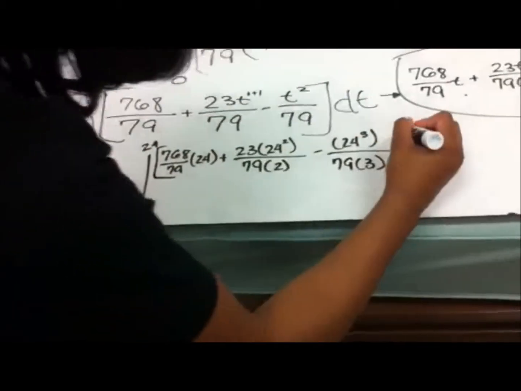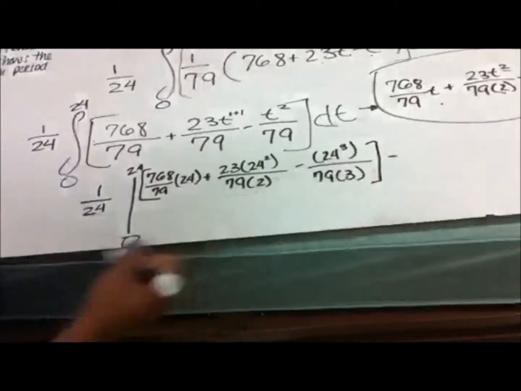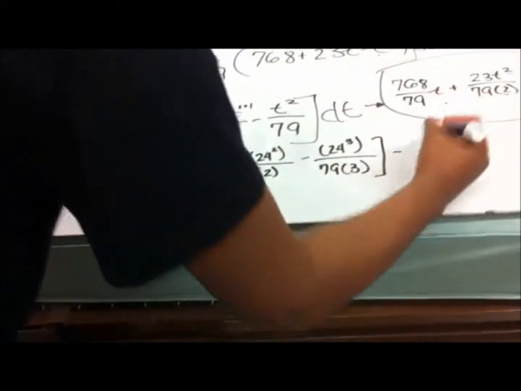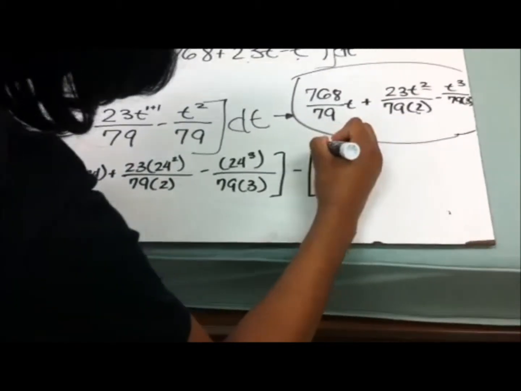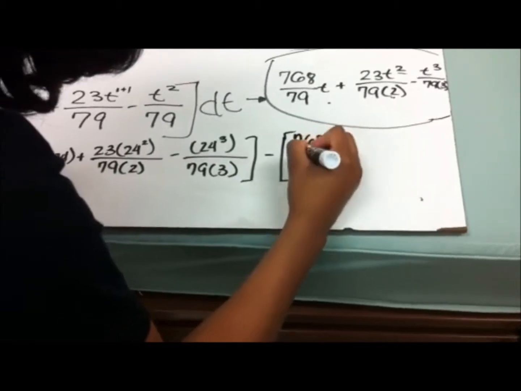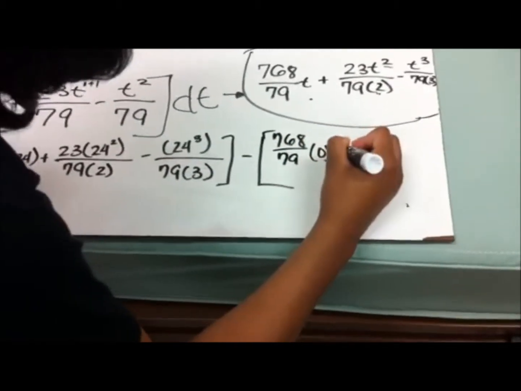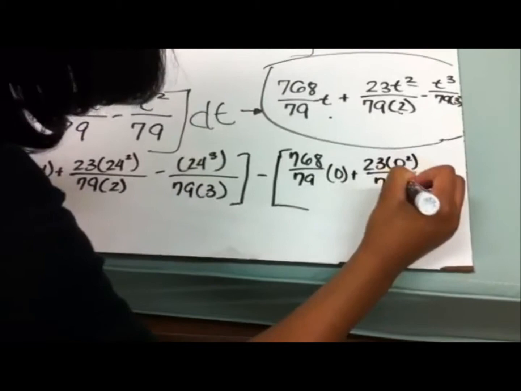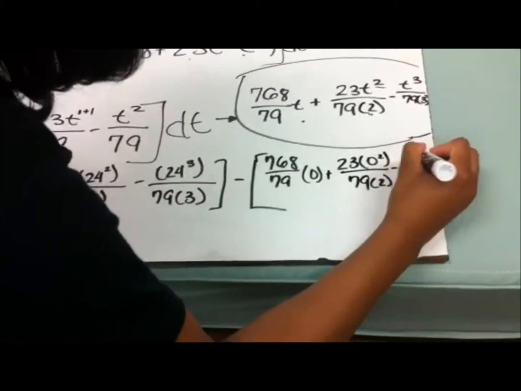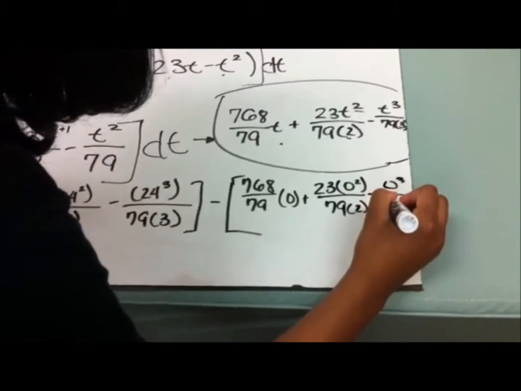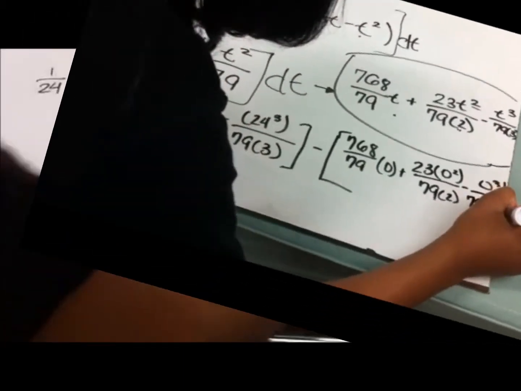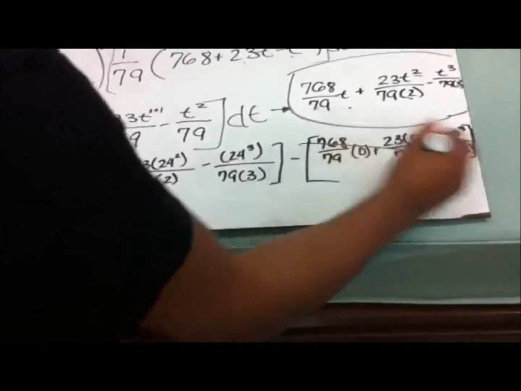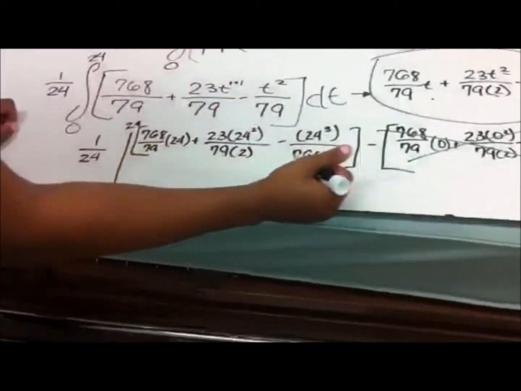All of this must be subtracted by the t equals 0, which is when we substitute 0 in for t. Then you'll have 768 over 79 times 0 plus 23 times 0 squared all over 79 times 2 minus 0 cubed over 79 times 3. Since everything you multiply by 0 is going to give you 0, you don't have to focus on this at all. And all you're left with is this.